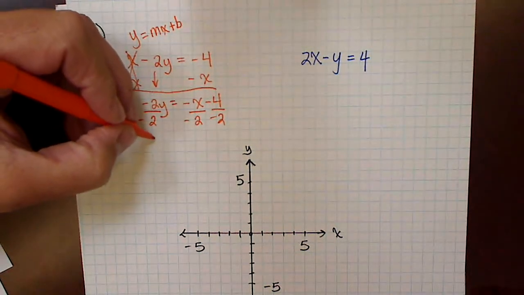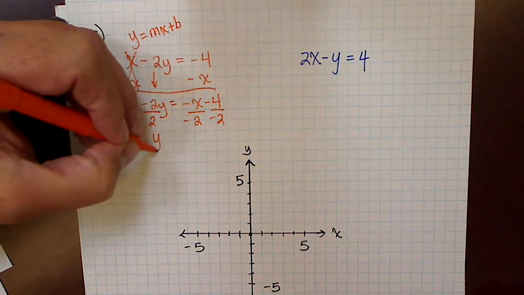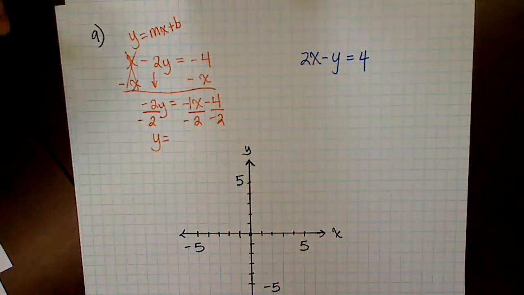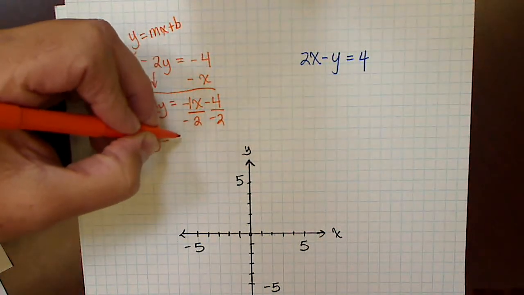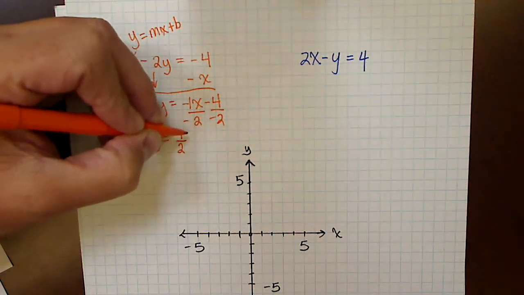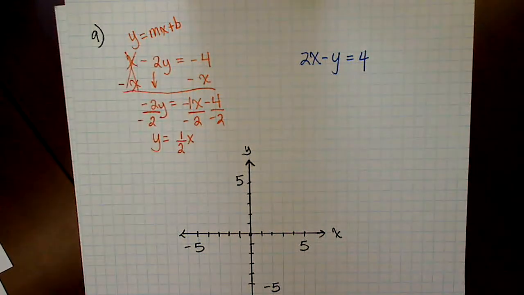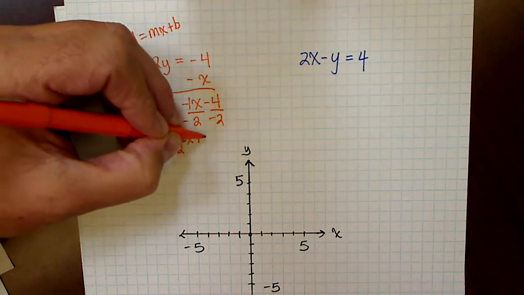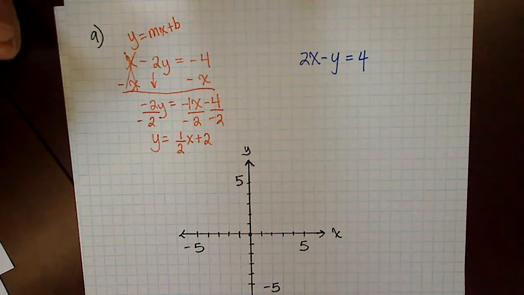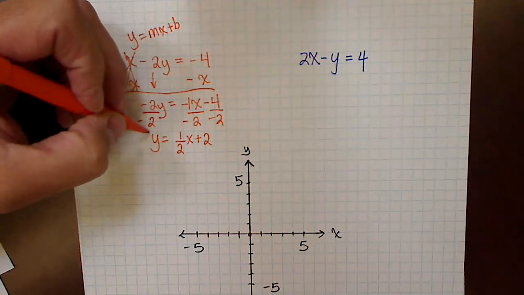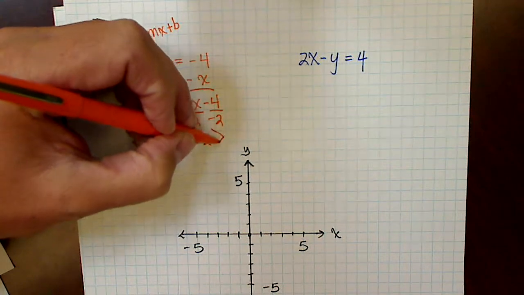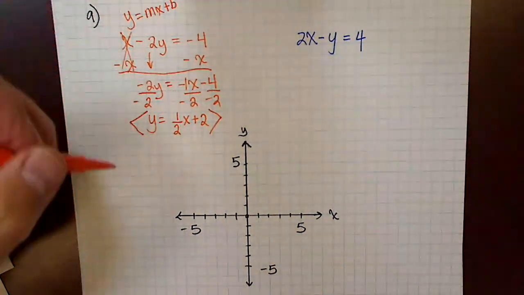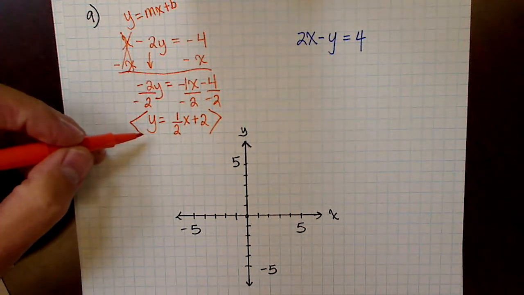By doing that, negative 2 divided by negative 2 gives me positive y. Negative 1x divided by negative 2 gives me positive 1 over 2x. Negative 4 divided by negative 2 is positive 2. So now I have created an equation in slope-intercept form, transformed it. Now I can graph that.